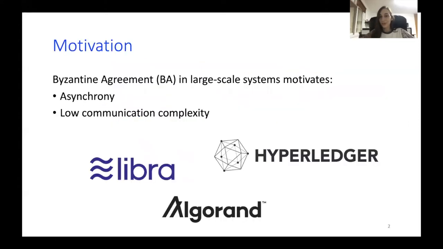I'll start off with a bit of motivation. Byzantine agreement is widely used in many large-scale systems, such as Libra, Algorand, and Hyperledger, and it motivates both asynchrony and low communication complexity. Due to FLP and the Dolev-Reischuk lower bound, we have to settle on a randomized algorithm in order to achieve these two properties.